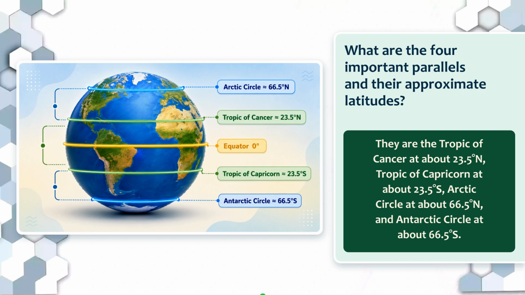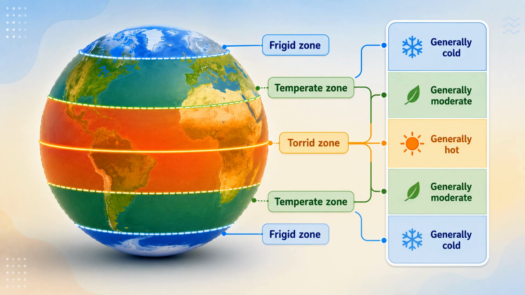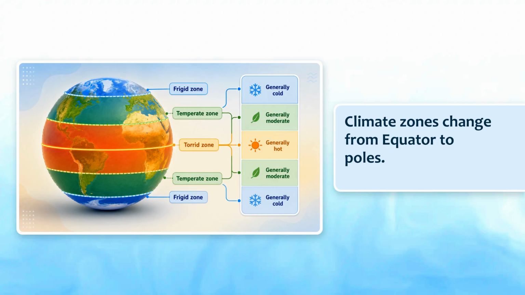Next, we will connect these latitude bands with the torrid, temperate, and frigid zones. Between the tropics is the generally hot torrid zone. The middle latitudes are generally moderate temperate zones, and the areas near the poles are generally cold, frigid zones. The mirrored bands connect latitude with a broad climate pattern. Climate zones change from equator to poles.